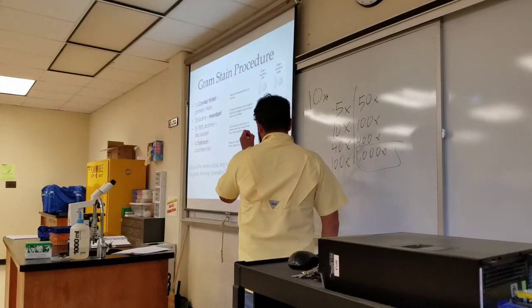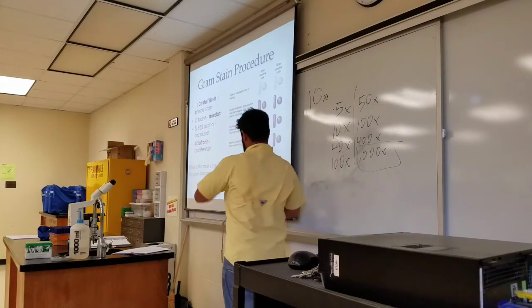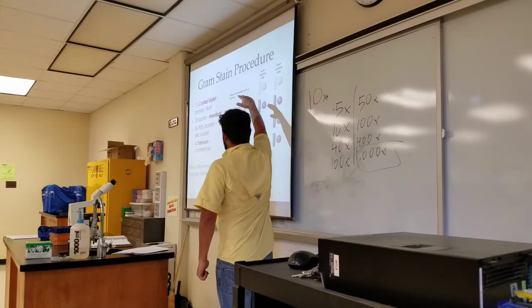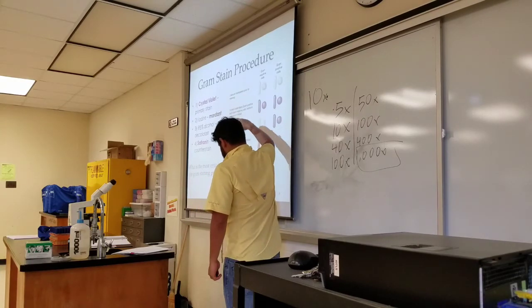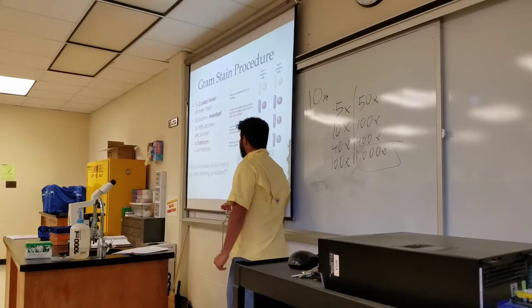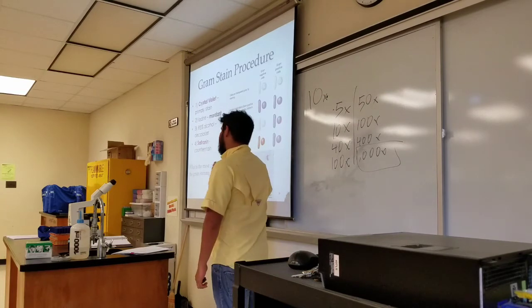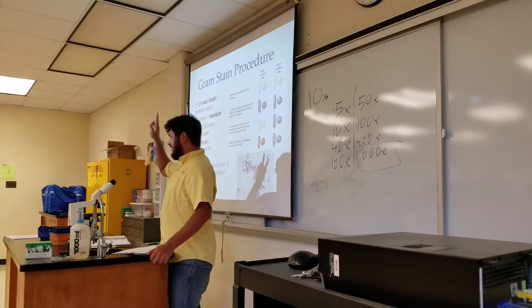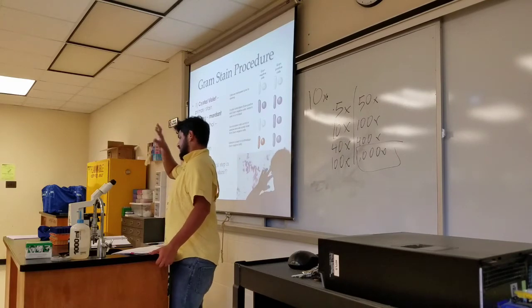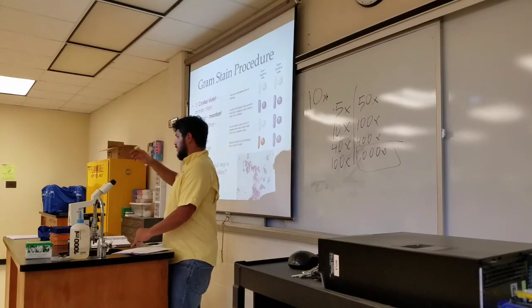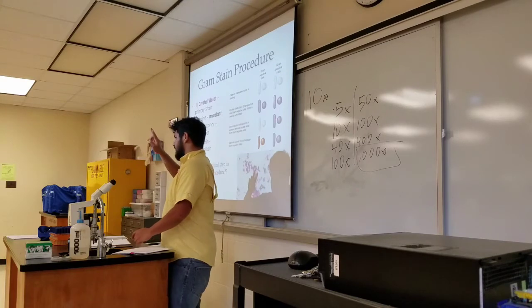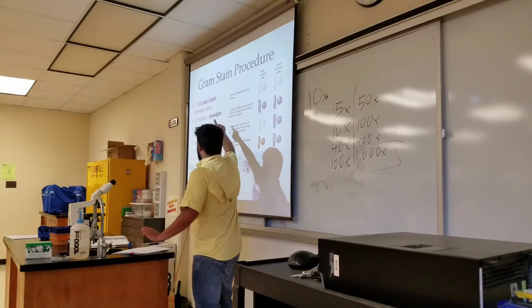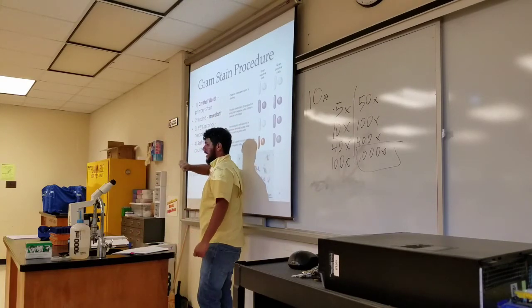So this is a very gross illustration of what the technique is. And this is what we call a differential stain. A differential stain uses two stains. So that's very important to note. A simple stain only uses one, a differential one uses two, what we call a primary stain and a counter stain.